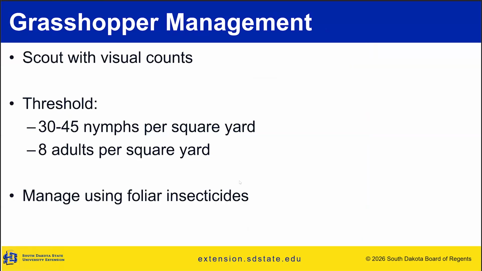So for management, the best thing to do, like I said, is to scout. For grasshoppers, you can either scout using visual counts, which we typically recommend because they're a little bit faster, or you can use a sweep net. If you're doing visual counts, the reason it's faster is because you stand still, estimate a square yard around yourself, and monitor how many grasshoppers are moving in that space. You're at a threshold if there are 30 to 45 nymphs in the space or 8 adults. And if you're in a crop and you're at those thresholds, you can manage using foliar insecticides.